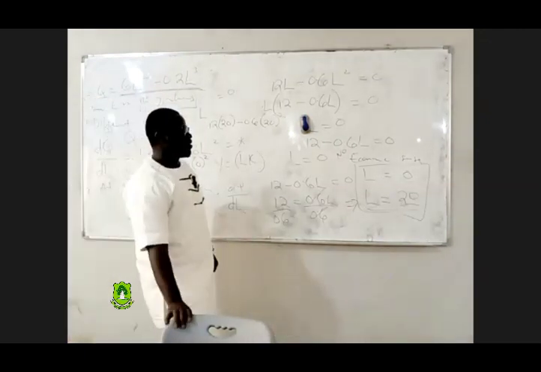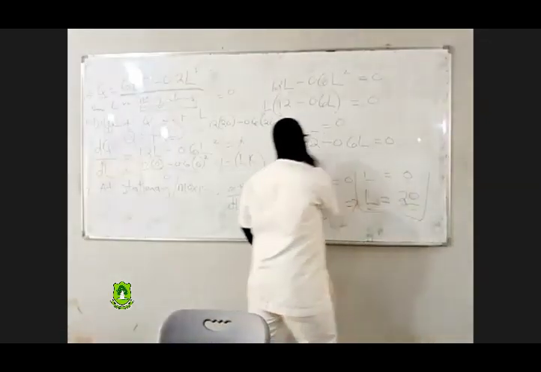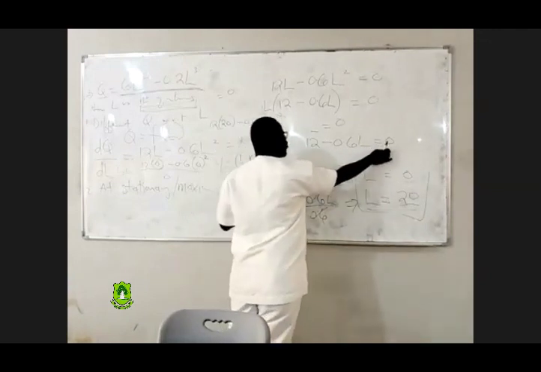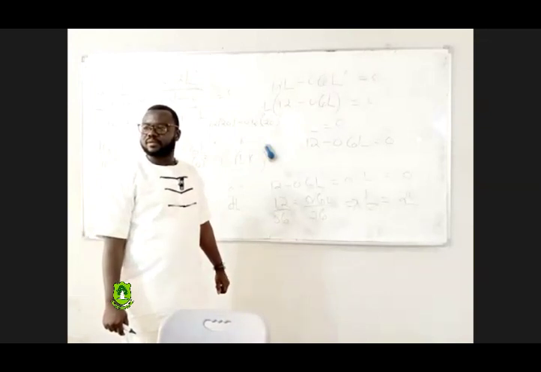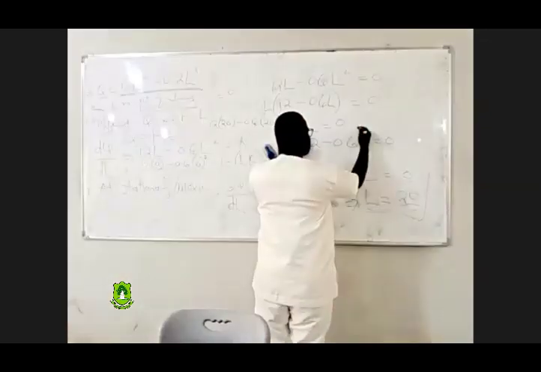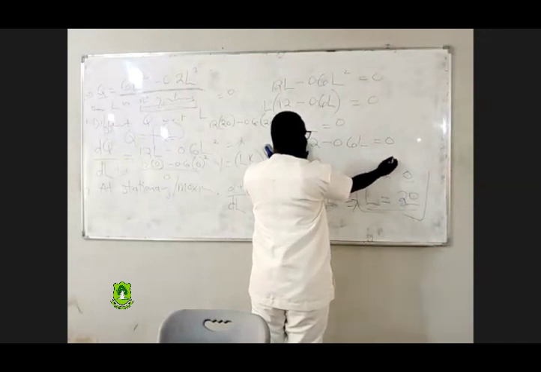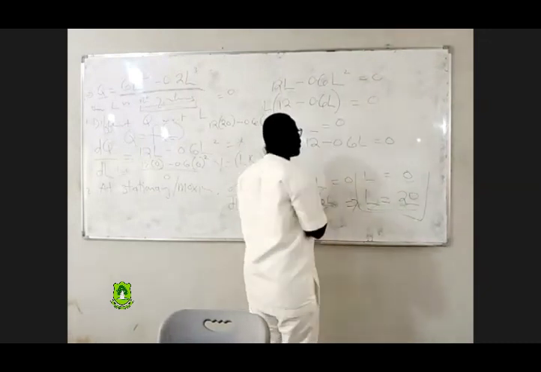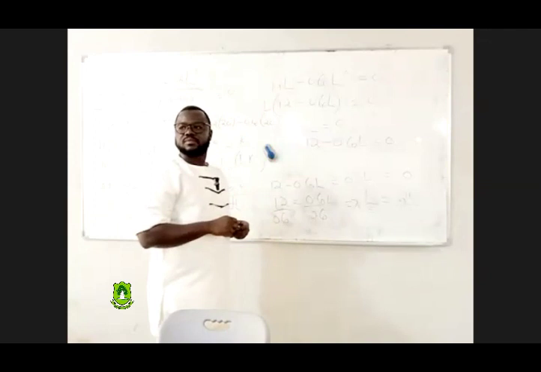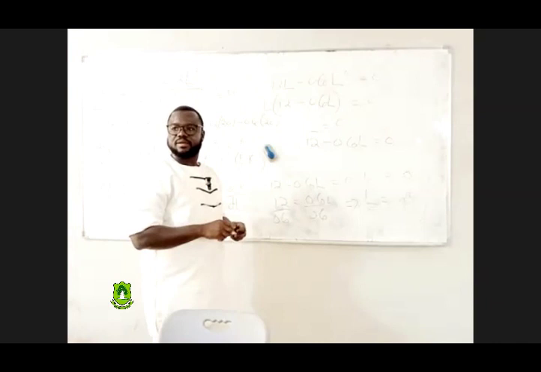equals 0. So for this equation to be equal to 0, either the whole of the left side has to be 0. Which is 12L minus 0.6L squared. Breaking it down, that is L into brackets 12 minus 0.6L. So to make it 0, either L is equal to 0, or 12 minus 0.6L is equal to 0. That is what we have done.